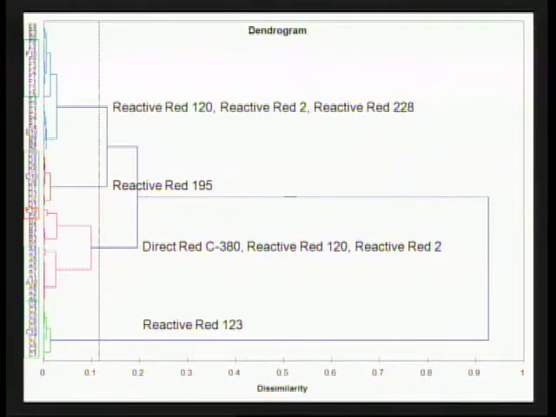Reactive red 123, which was that bright red one, is classified as its own class, and all 10 are clustered together. We noticed that reactive red 2 is split between 2 classes, but the majority of it is in the upper class right here, and 2 of them are clustered right here with the red box around it.